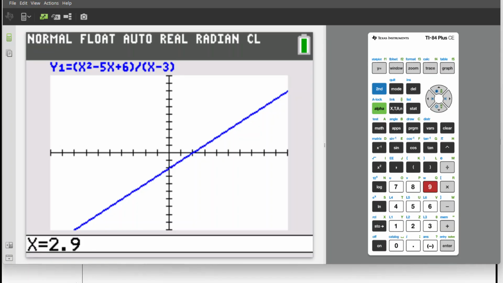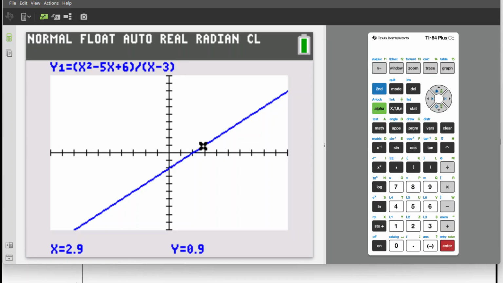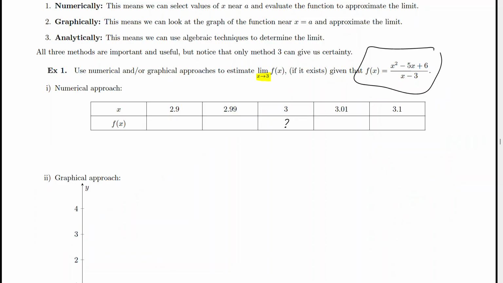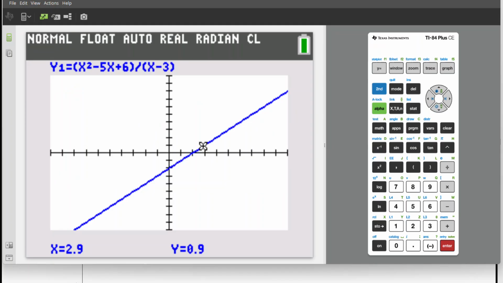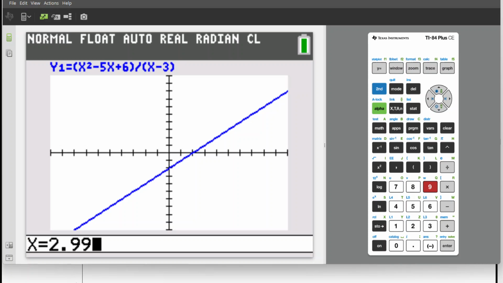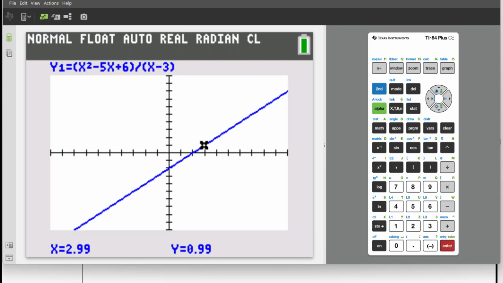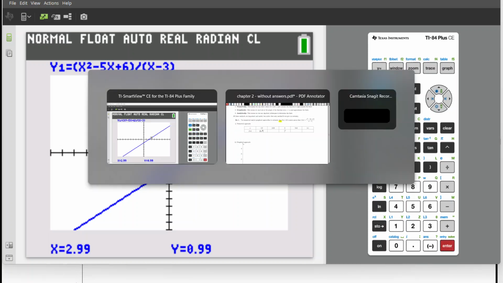Okay, so if I cannot trace 3 itself, can I trace, for example, 2.9? That's pretty close to 3, but not exactly 3. And apparently the number is 0.9. So if I go back to my notes, I can write that when x is equal to 2.9, the y coordinate is going to be 0.9. Okay, perfect. Let's do this again with 2.99. What do I get for that? Well, I get 0.99.